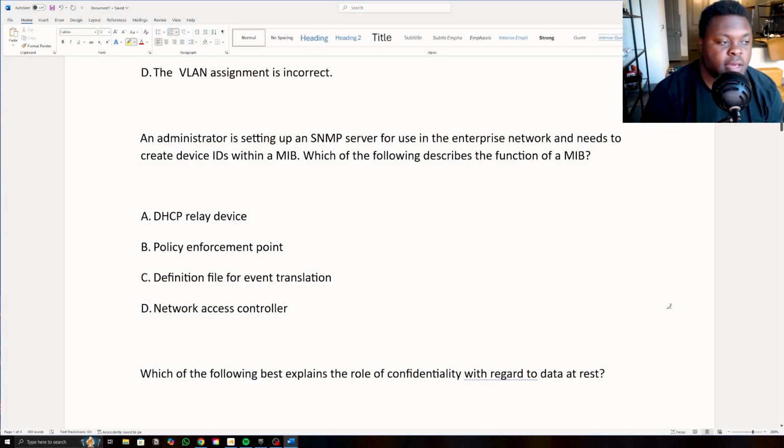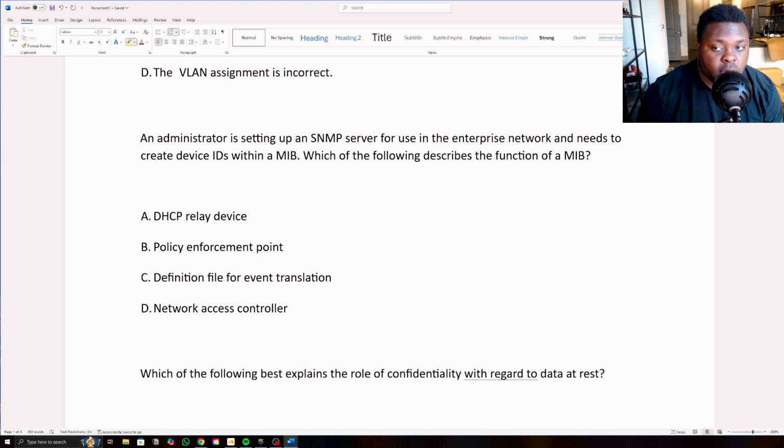Moving on to the second question. An administrator is setting up an SNMP server for use in the enterprise network and needs to create device IDs within a MIB. Which of the following describes the function of a MIB?